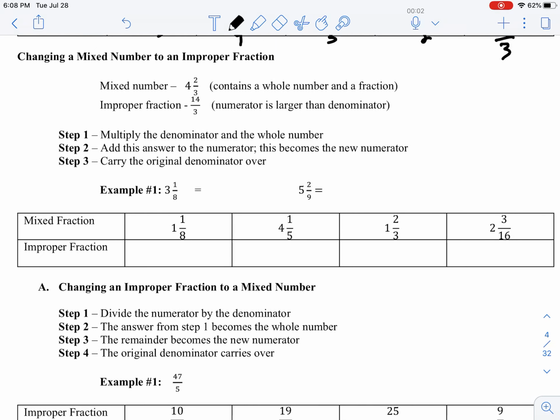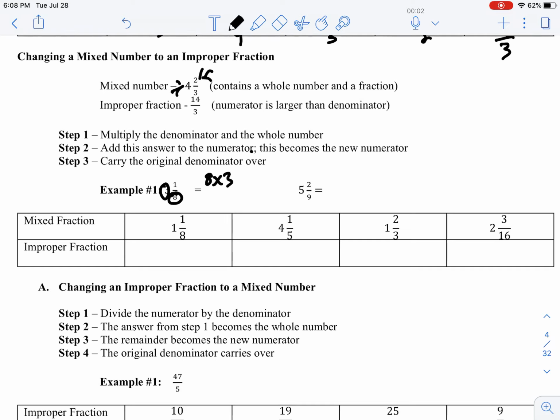Changing a mixed number to an improper fraction is the next thing we are going to talk about. So, a mixed number is any number where there is a whole number in front followed by a fraction. An improper fraction is where the numerator, or the top, is bigger than the denominator, the bottom. So how are you going to do this? First, multiply the denominator and the whole number. So in that case, the denominator is 8, the whole number is 3. So I'm going to go 8 times 3.